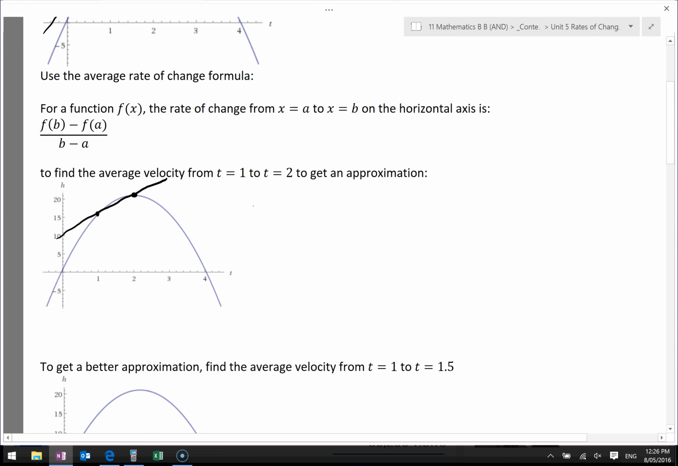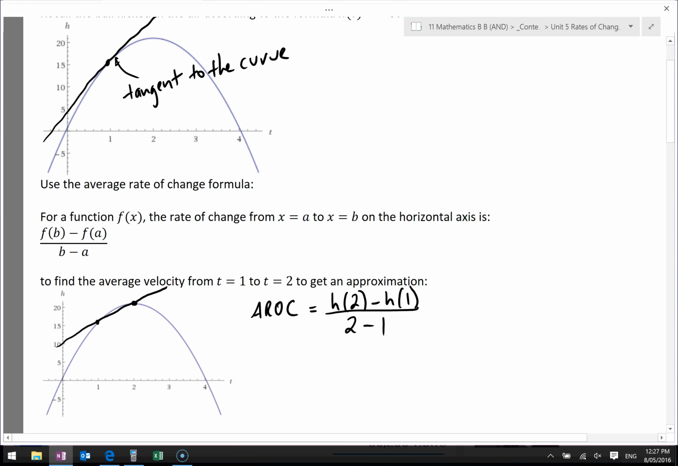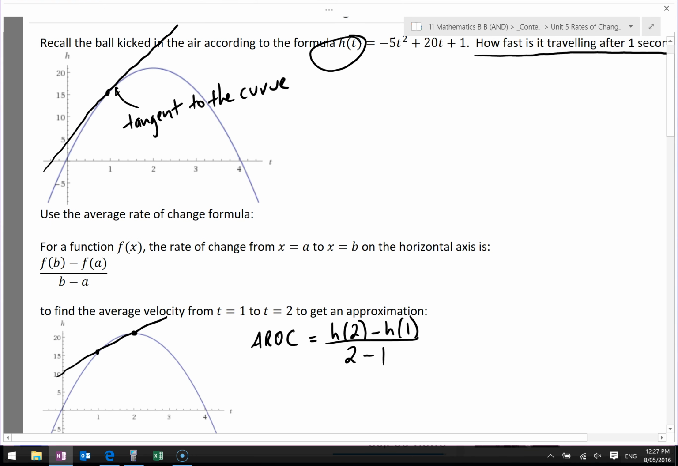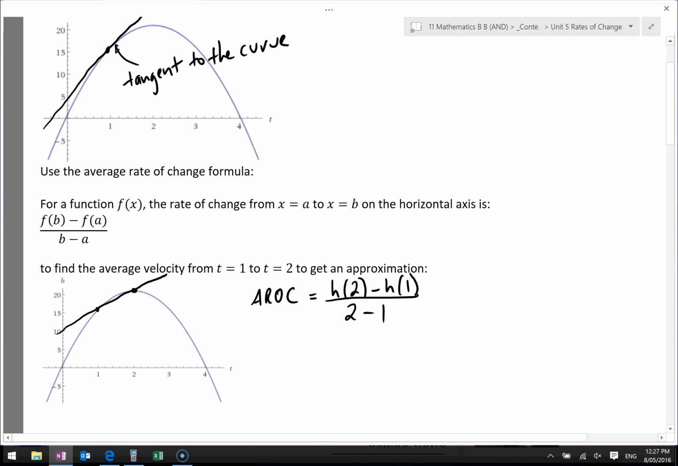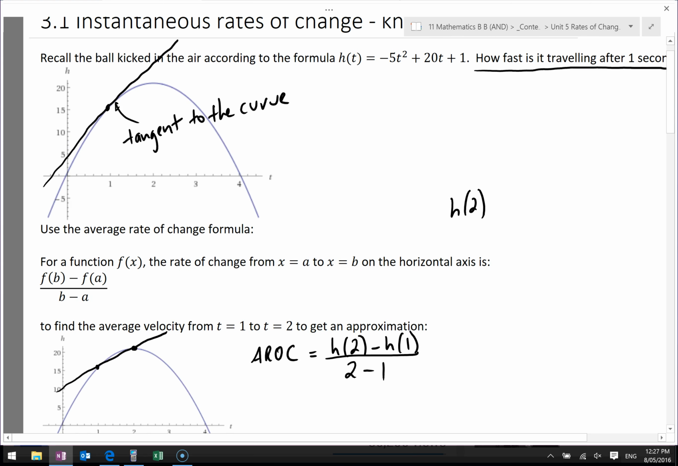My average velocity will be my average rate of change. I've got this formula for it. I can find it by finding the height after 2 seconds minus the height after 1 second, divided by 2 minus 1. We're using h's because my formula here is in h's. And just so that we don't get confused, h of 2 means h when t equals 2.